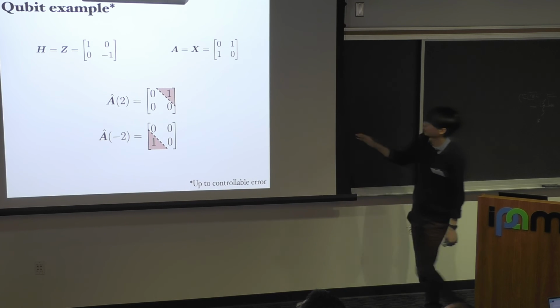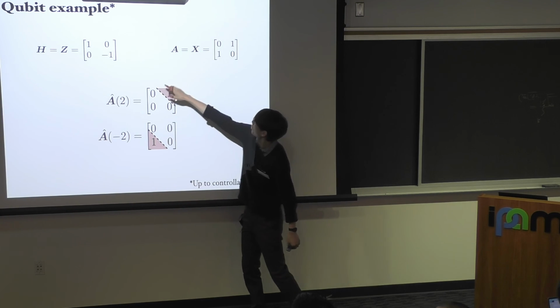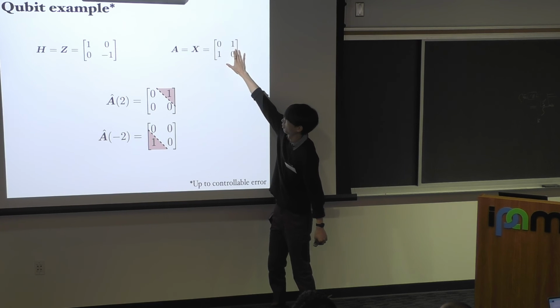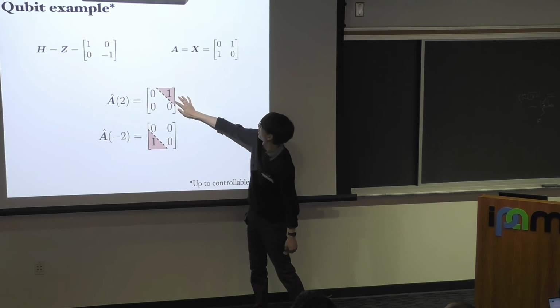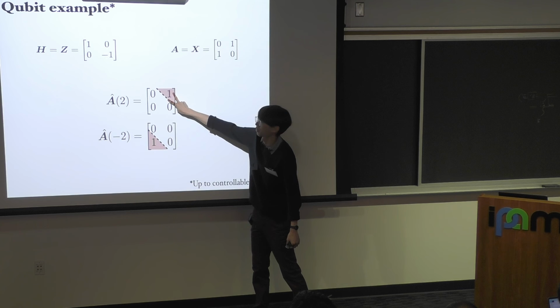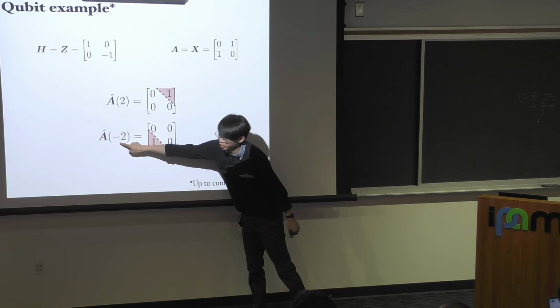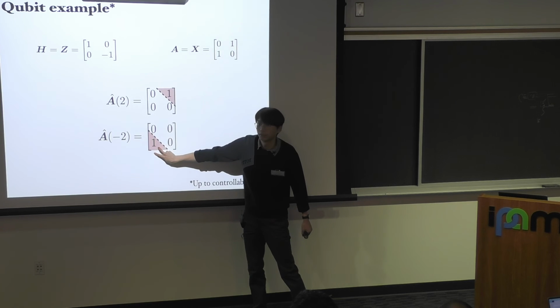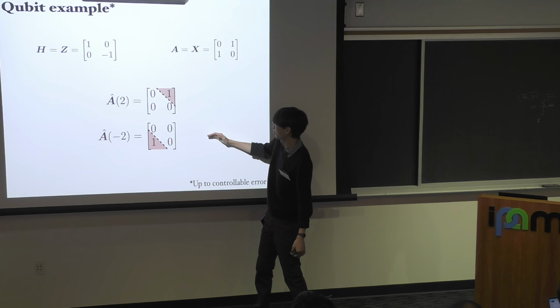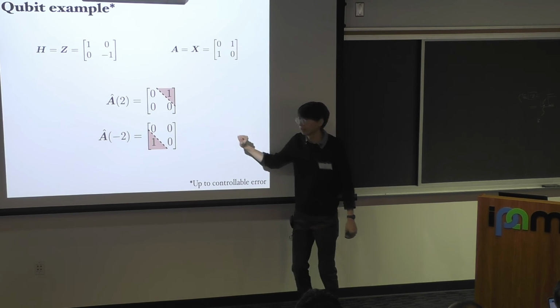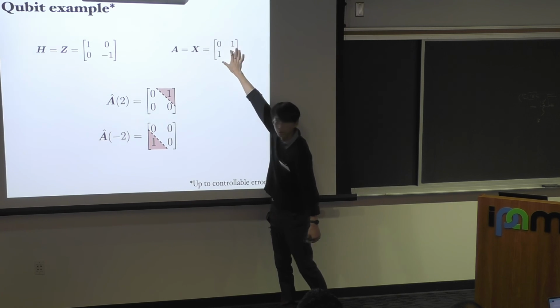Here's an example. Suppose your Hamiltonian is on Z and the jumps are X. If you do the Fourier transform with energy change 2, it will select the upper right. If you do energy change -2, it selects the lower left. In more complicated examples, this would look completely crazy, but in this example, it's just these two.